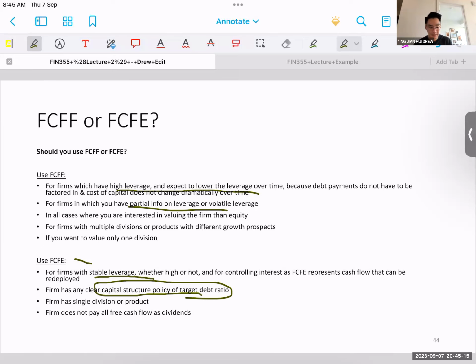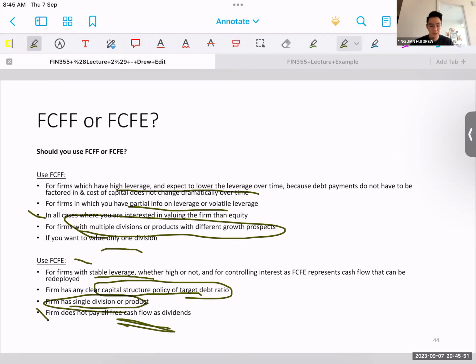So if you want the third point, we have talked about it. For a firm with multiple divisions with different growth prospects, you have to consider the whole firm in general. So you consider FCFF, compared to, if you just have a single division firm, then you use the FCFE. This is what we talked about for the model comparison.